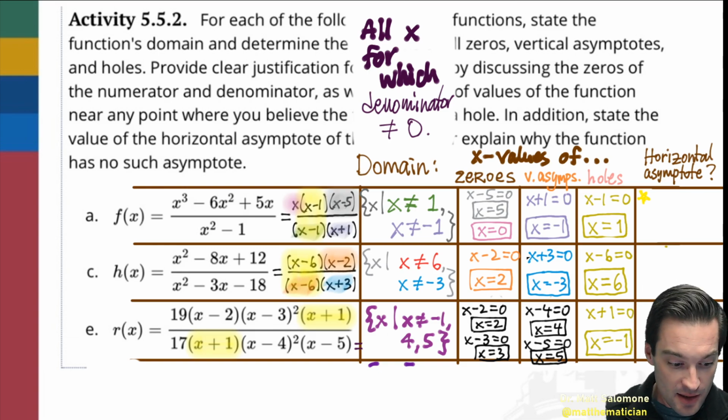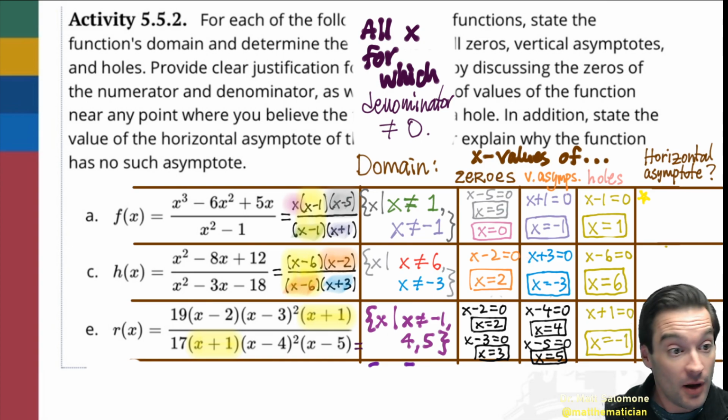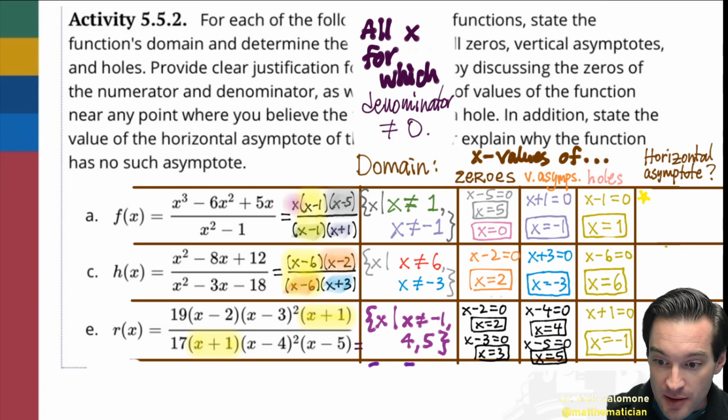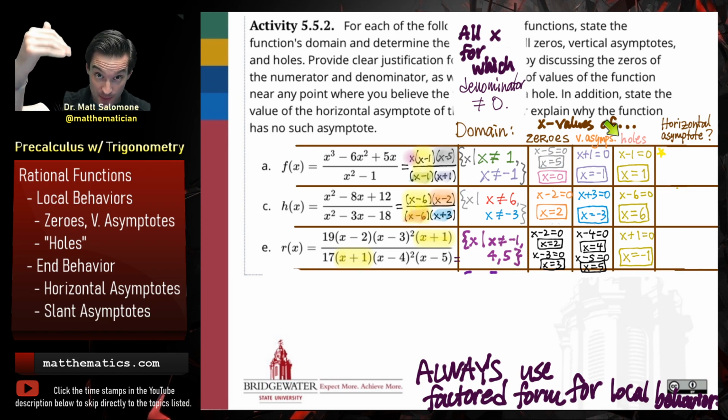And so that is a complete strategy for classifying all of the local behavior of rational functions that we might care about. And again, the key to this whole enterprise is coming up with the factored form of our rational function. Once we have the factored form, we're able to identify all of the holes. Those are the places where the denominator becomes 0 and the numerator becomes 0 at the same place.